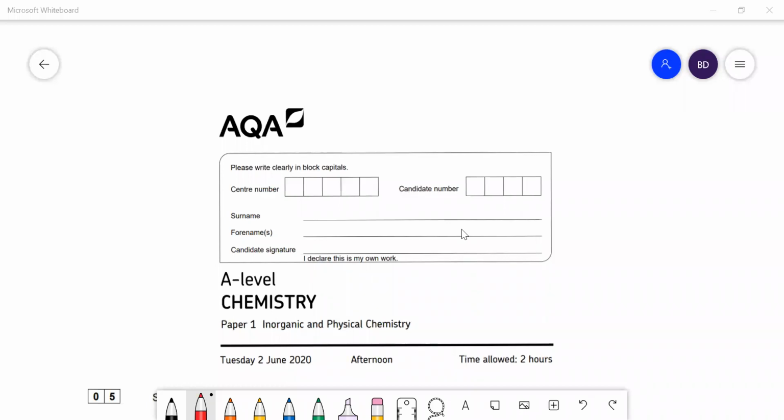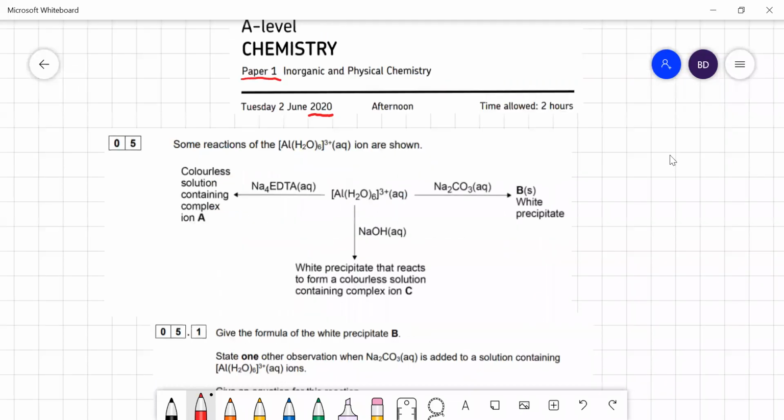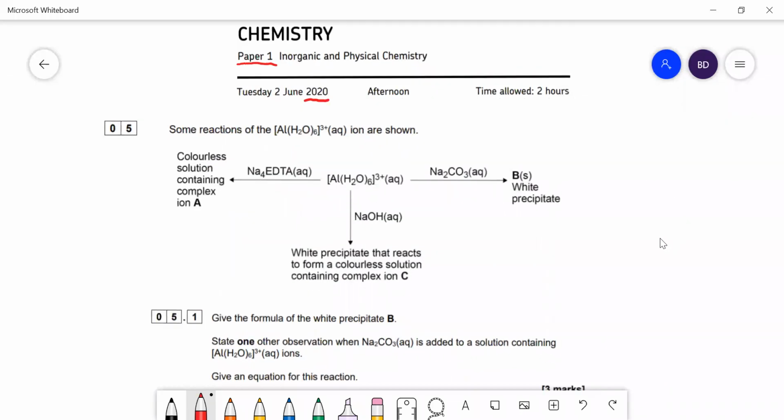Right, in this video, I'm going to go through the AQA A-level Chemistry paper from June 2020. This is paper one, and it's the second half of paper one. I covered the first half in an earlier video. Okay, right. The first question is to do with the reactions of aluminium ions in aqueous solution. This is topic 5.6, reaction of ions in aqueous solution.